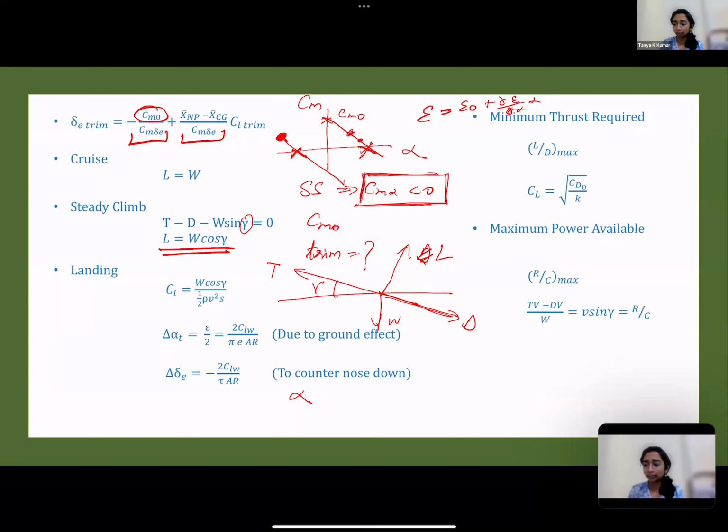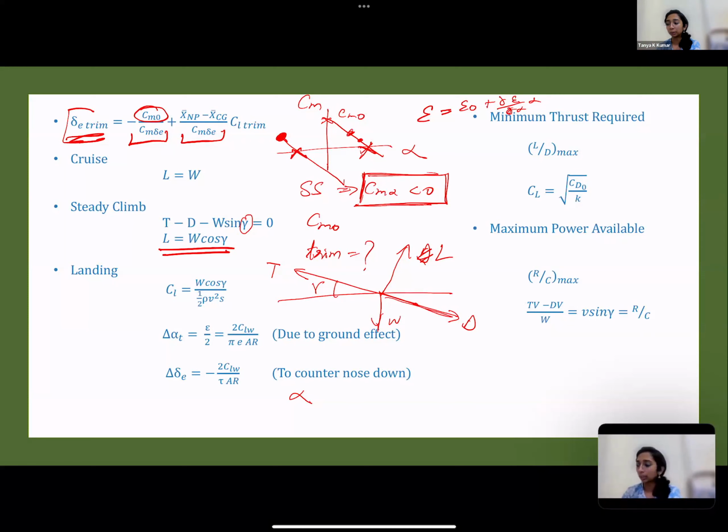Actually, the elevator trim, or how much elevator we require for a given CL trim, was given by this equation. But because there's a change in the angle of attack at the tail, the delta E required to trim the aircraft also changes, to counter the nose down effect. Then the two conditions discussed in the lectures were the minimum thrust required condition and the maximum power available condition. These are terms that you will require while solving the questions.